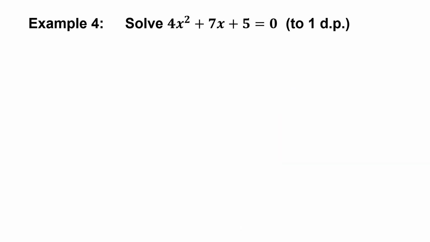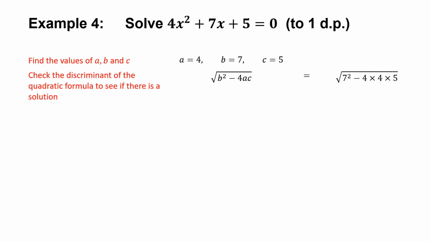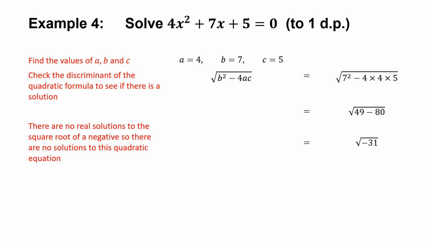We'll do one more example, and then we'll have a go at some questions ourselves. The last one we're going to go through is 4x squared plus 7x plus 5 equals 0. So again, we have a equals 4, b equals 7, c equals 5. For our discriminant, we have 7 squared minus 4 times 5, which is the square root of 49 minus 80, which is the square root of minus 31.